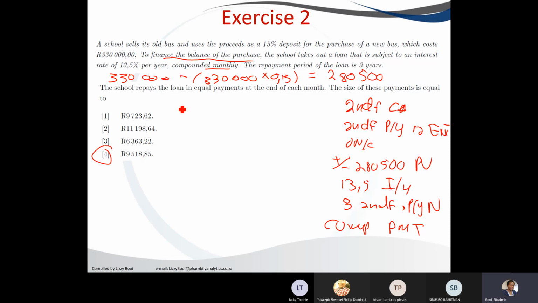Those who are calculating manually, you will need to find your I, which is 0.135. You will need to calculate N, which is 3 times 12, which equals 36. Oh, sorry, the rate is not multiplied by 12, it's divided by 12. Sorry. So that will be 0.135 divided by 12, which gives us 0.01125.